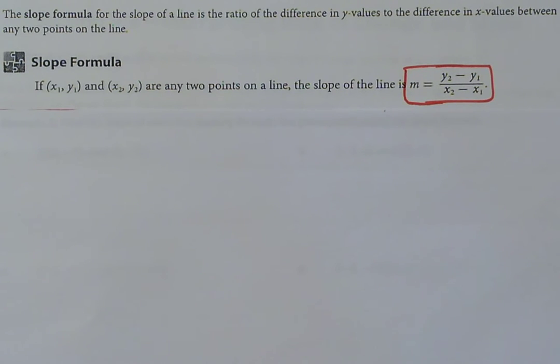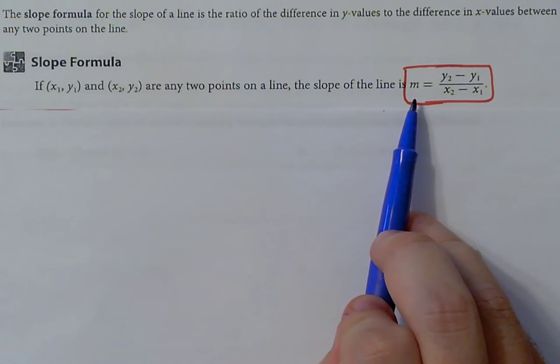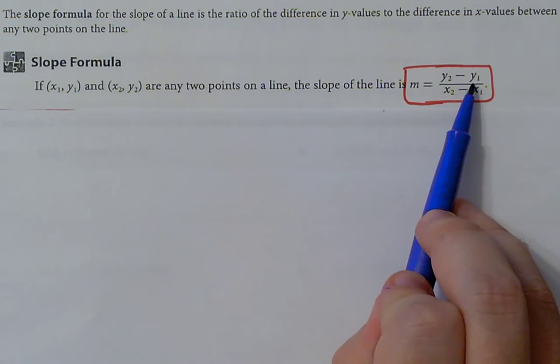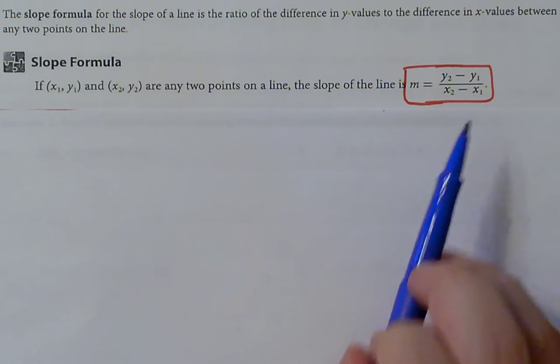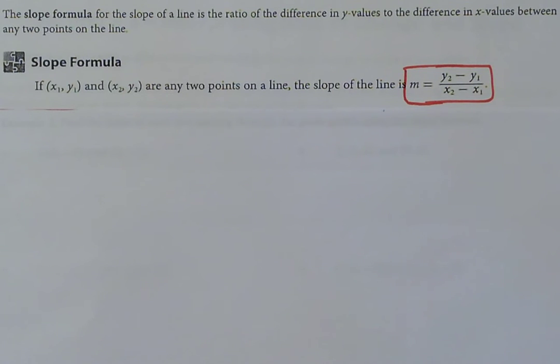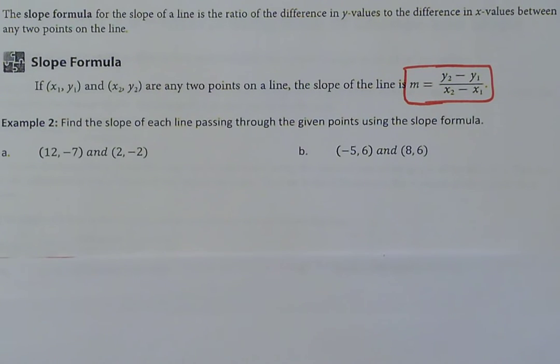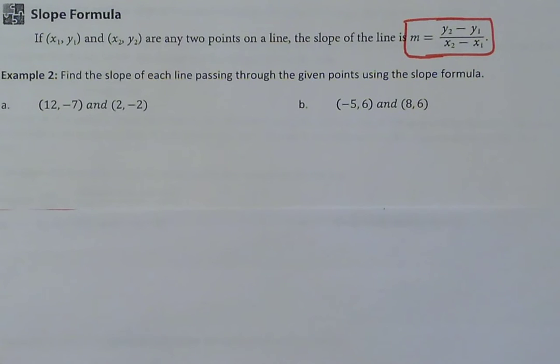So we are going to use the slope formula. I would highly suggest that you have the slope formula written down somewhere that you can reference it. Again, our slope formula is m equals, m just stands for slope, y2 minus y1 over x2 minus x1. We're going to get a fraction like we did on the front. Sometimes we can simplify that fraction to a whole number, and sometimes we just have to leave it as a fraction. So using the slope formula, we are going to answer our questions for example 2.